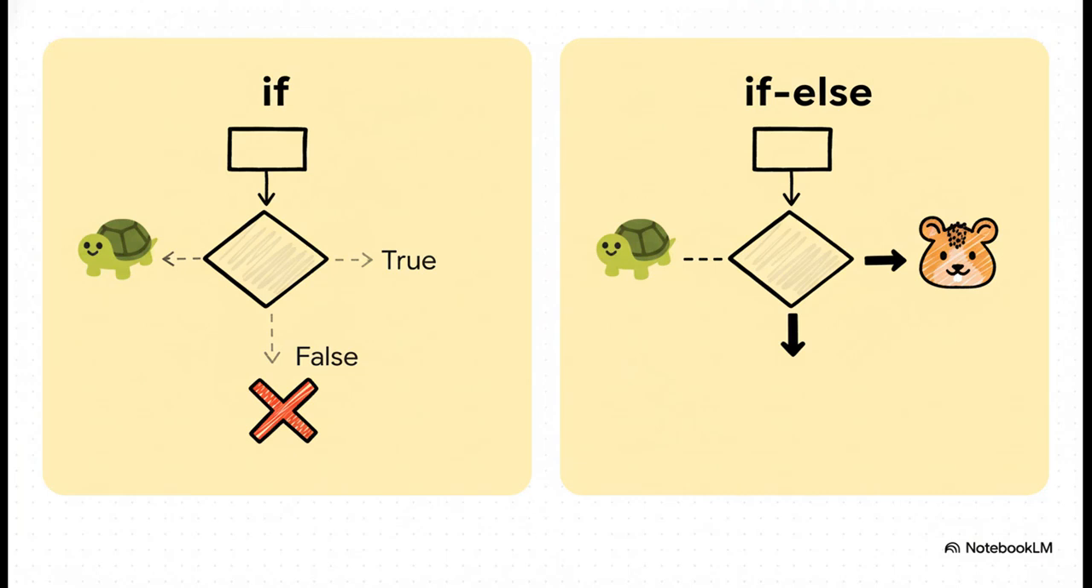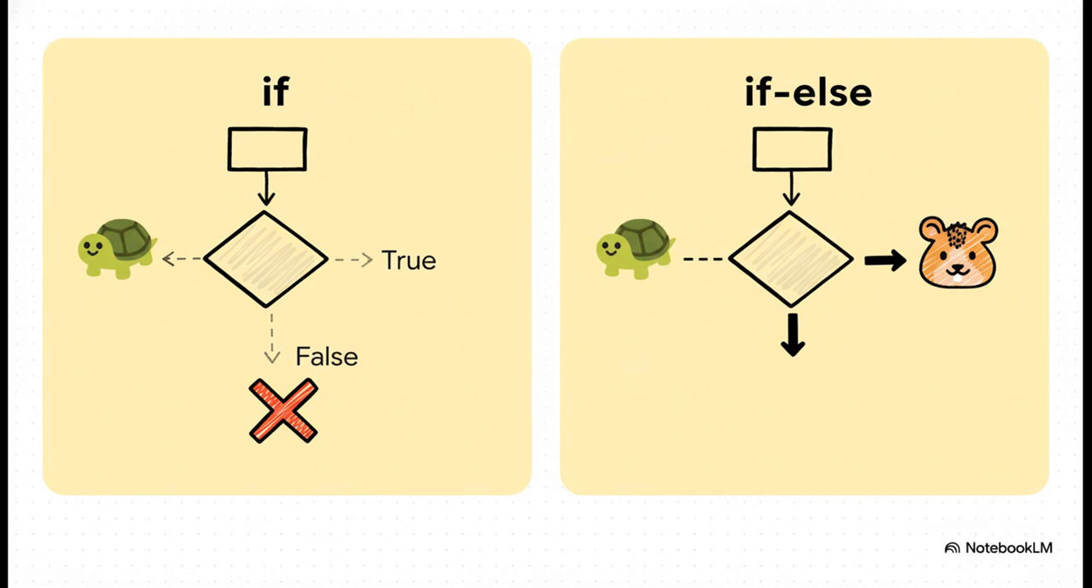Okay, look at the difference here. On the left, we've got a simple if. If the value is less than 10, it prints tortoise. Otherwise, nothing. But on the right, we've added an else block. Now, if the if condition is false, the code doesn't just stop, it runs the else block instead and prints hamster.